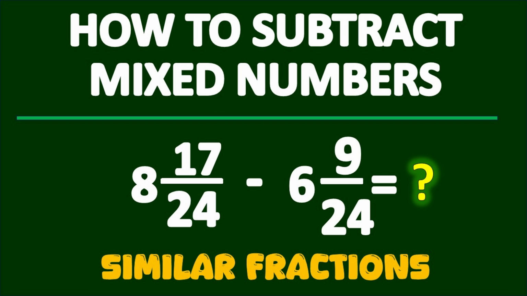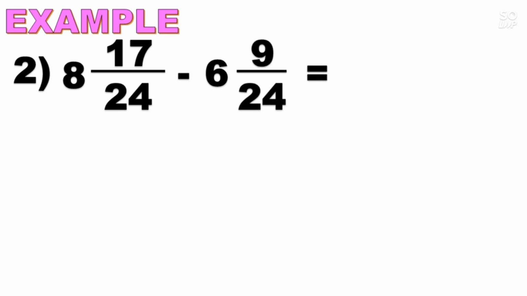Everyone! Sa video na to, pag-aaralan natin kung paano mag-subtract ng mixed number with similar fraction. For example, we have 8 and 17 over 24 minus 6 and 9 over 24. Observe natin yung fraction natin, yung proper fraction, pareho sila ng denominator which is 24.